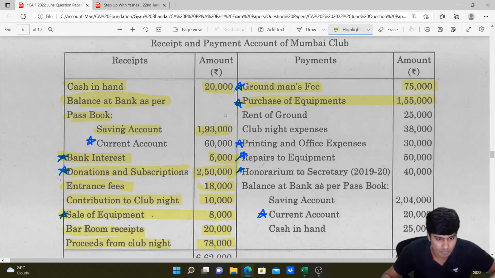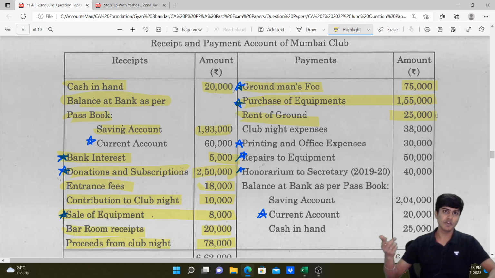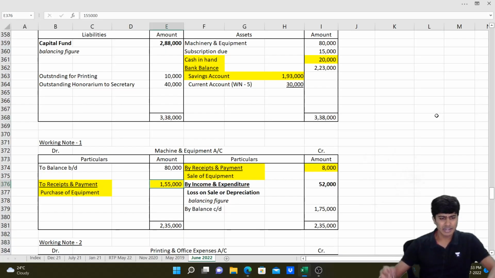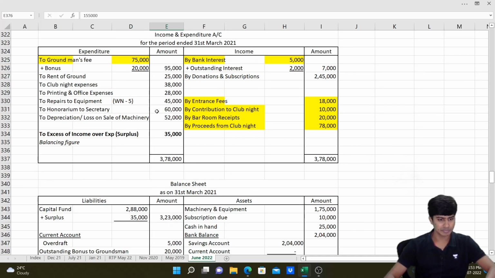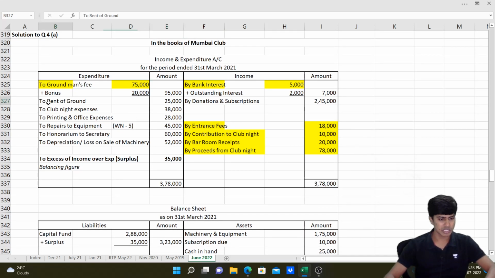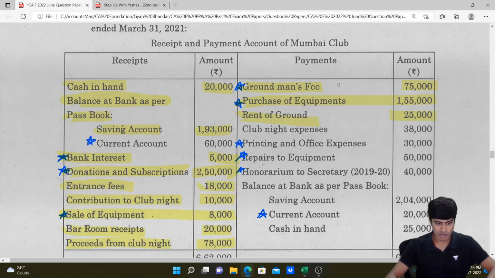What do we have after that? Rent of ground 25. This is a payment we have paid, so it is our expense. I'll write 25,000 in income and expenditure on the expense side. Rent of ground, how much? 25,000. Got that? What do we have after that?